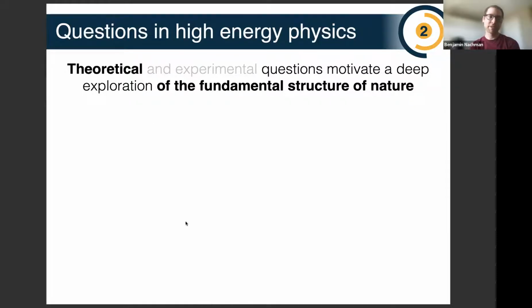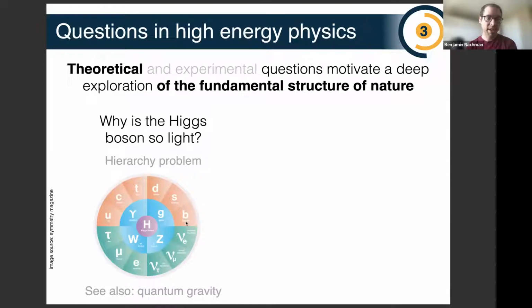It will be a subject defined by the questions. In particular, there are important theoretical and experimental questions that motivate a deep exploration of the fundamental structure of nature, and that's what defines particle physics. On the theoretical side, there are key questions like, why is the Higgs boson so light? The Higgs boson was discovered almost exactly 10 years ago, and it was predicted by the standard model of particle physics, but its mass is in a weird place that it's hard for us to explain from more basic principles.